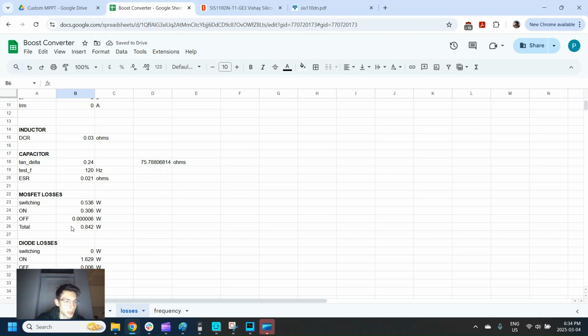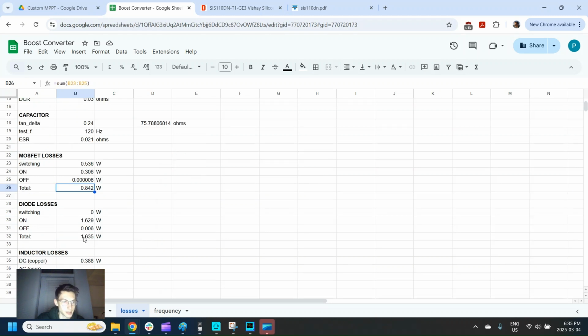There we go. We have our total losses. So again, our switching losses make up the majority. Our on losses are a little bit less. That brings our total to about 0.8 watts. So a little bit less than the diode, which is important to note. Our diode is kind of like our focus if we want to reduce our power usage. Yeah, but that's a MOSFET.